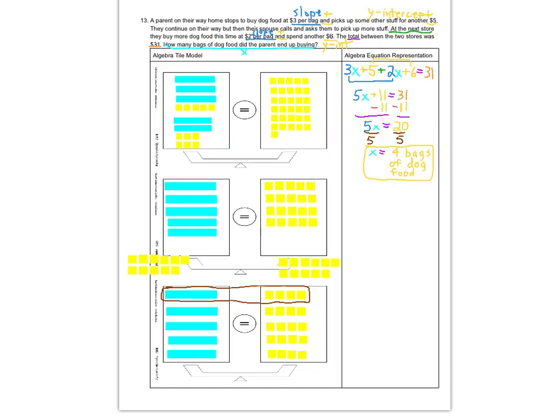I took 11 off on the left, and then I took 11 off from the right. So 31 minus 11 gave me 20. We then had 5 x's equal 20. I rearranged those 20 into equal groups, and we see here that one group is 4. That means they bought 4 bags of dog food. Again, when combining like terms, you're putting stuff that's the same together on the same side. And then once we get down to this two-step equation, we know how to solve that.